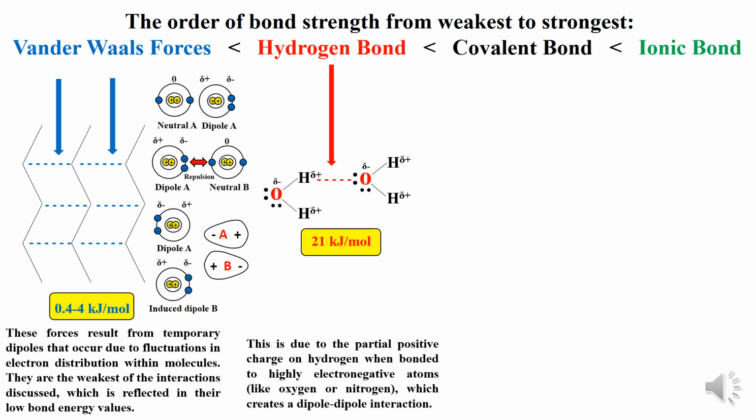And what about the covalent bond? Now covalent bond, as we all know, is formed by equal or unequal sharing of electron pair between the atoms by overlapping of atomic orbitals. Now there are two types of covalent bonds. One is the polar covalent bond and the other is the non-polar covalent bond.